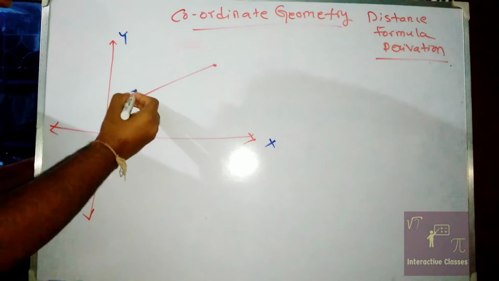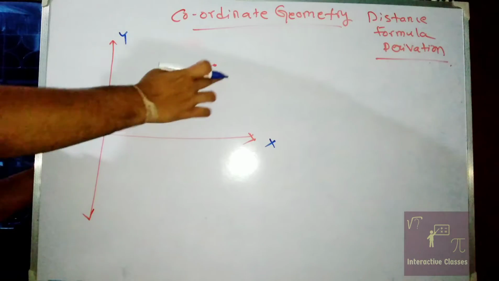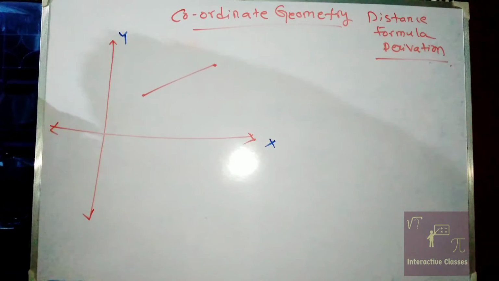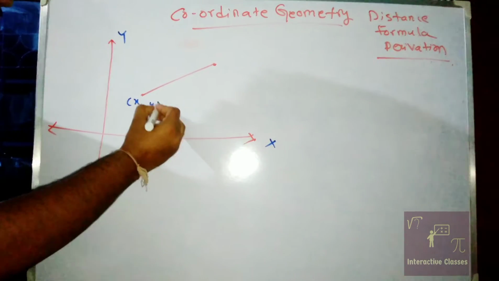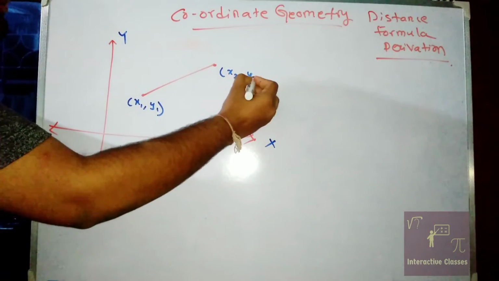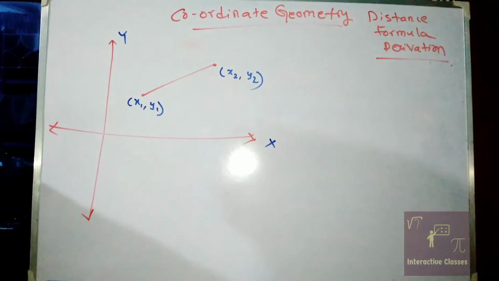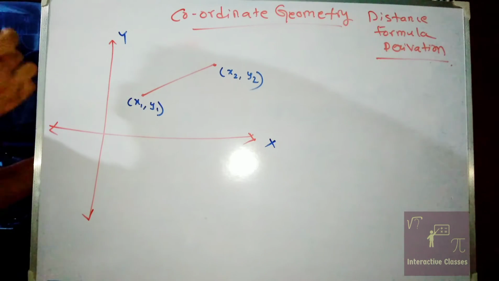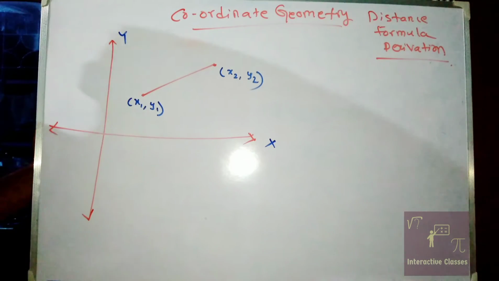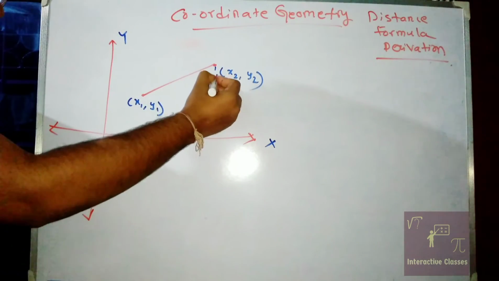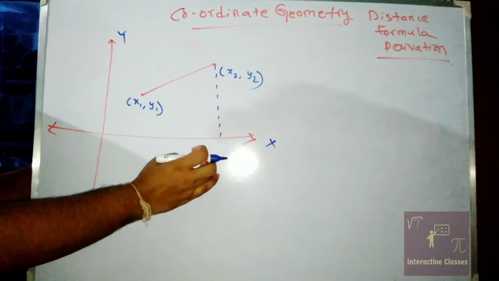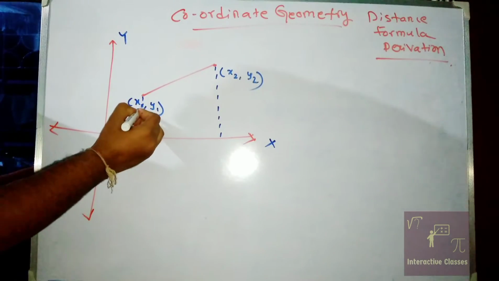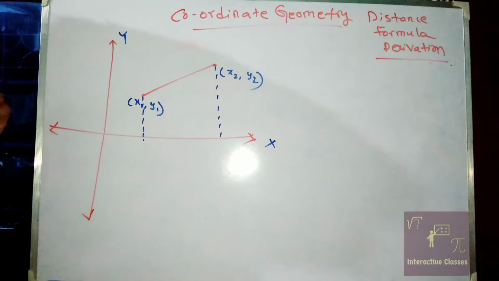So let this be the initial point and this be the final point. I already told you that it doesn't matter, you can take any one as the initial and any one as the final. So let me take x1 y1 and this is x2 y2. Now we just have to do some construction. I have to draw a perpendicular from the final point on the x-axis, and similarly from the initial point to the x-axis.